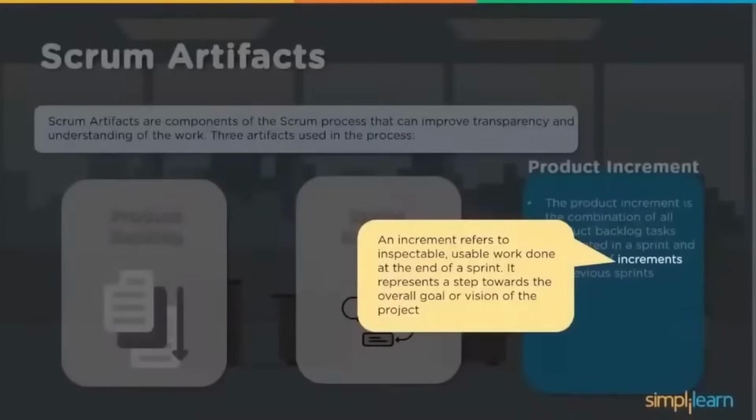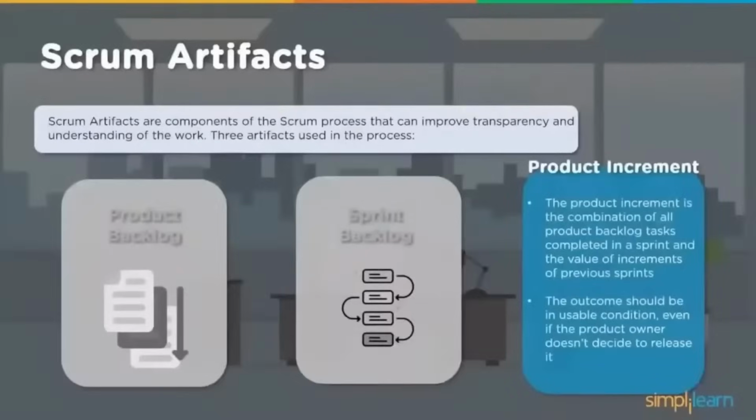An increment refers to inspectable, usable work done at the end of the sprint. It represents a step towards the overall goal or vision of the project, as I was mentioning. The outcome should be in usable condition, even if the product owner doesn't decide to release it. It should be in usable condition. So two things we speak about: one is release, the other is deployment.